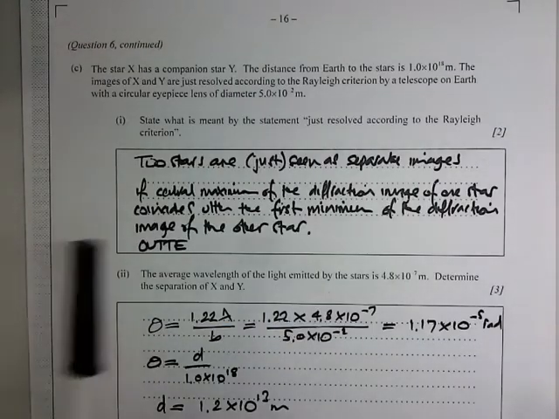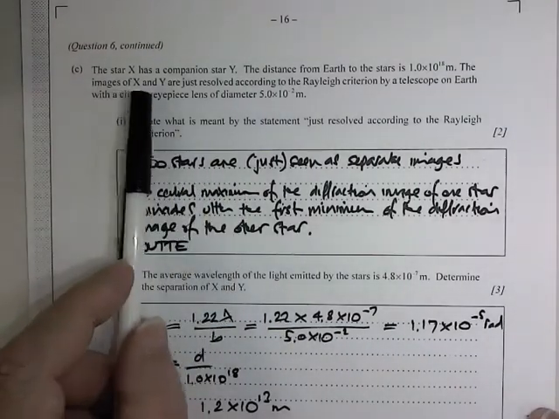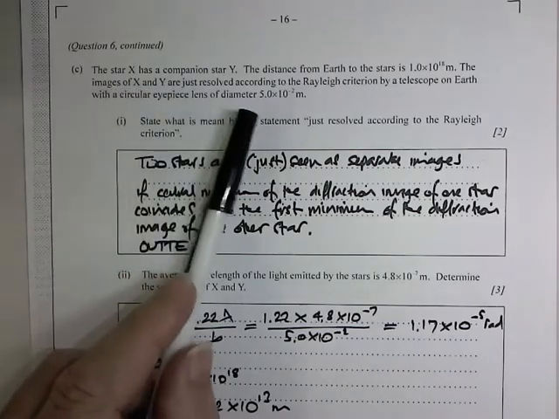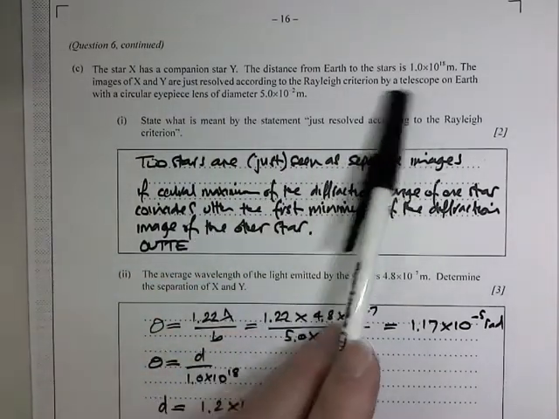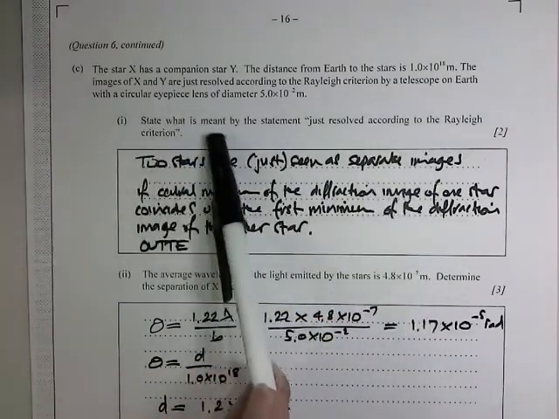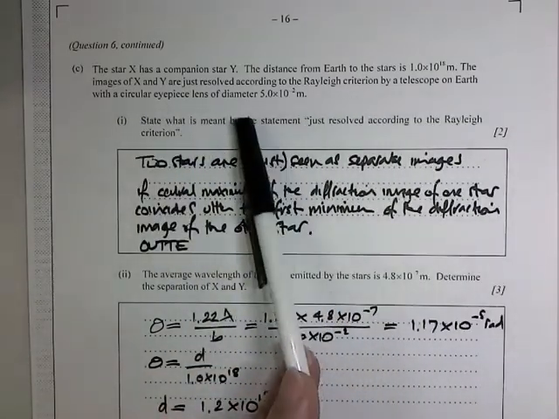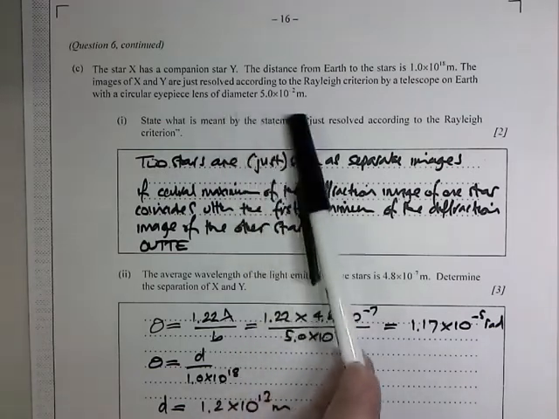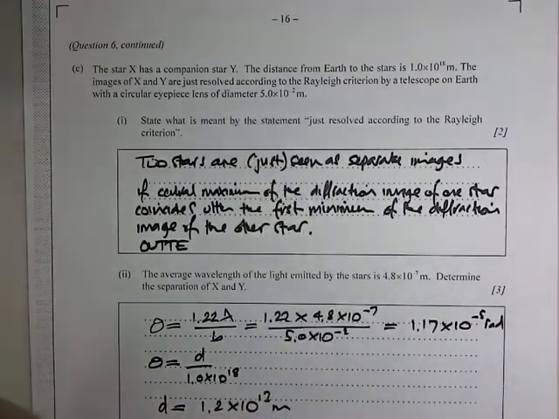Okay, the question's getting a little more complicated now. Star X happens to have a companion star next to it, and you're then given the distance that these stars are from the Earth, and the light from each of those stars goes through a telescope with a lens eyepiece of that diameter there. So what's going to happen is a diffraction pattern is going to be formed for each of the stars as the light goes through that telescope. I won't define the criterion yet. What we'll do is go and see what that would actually look like.